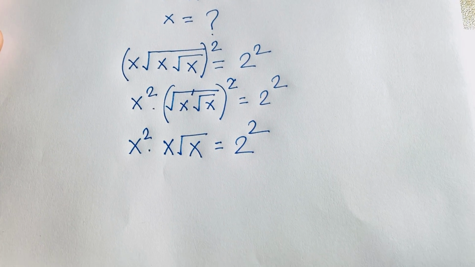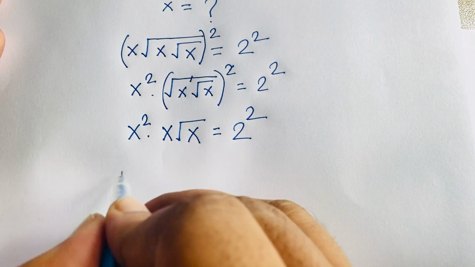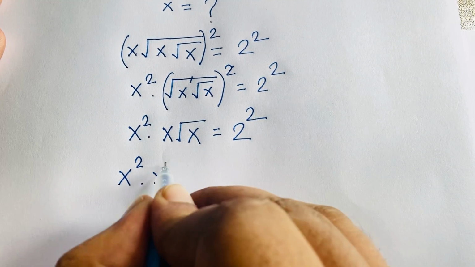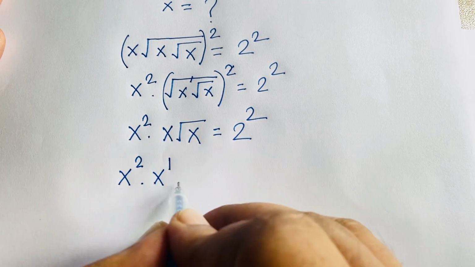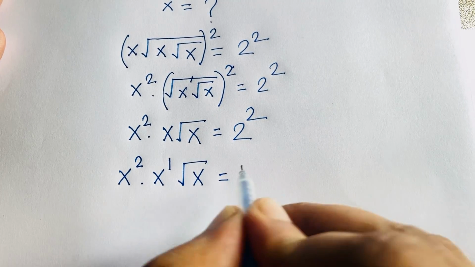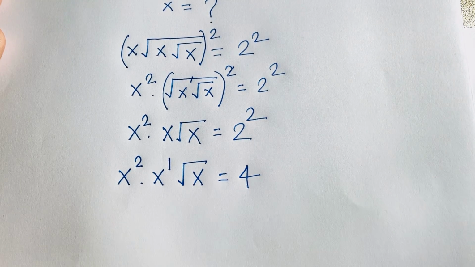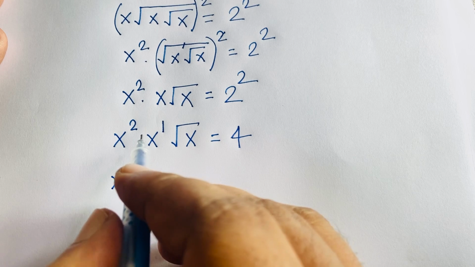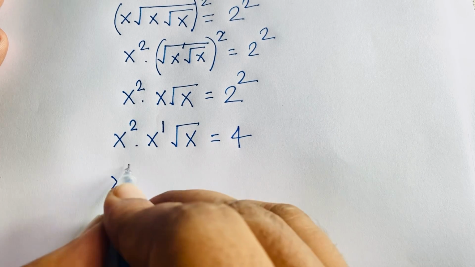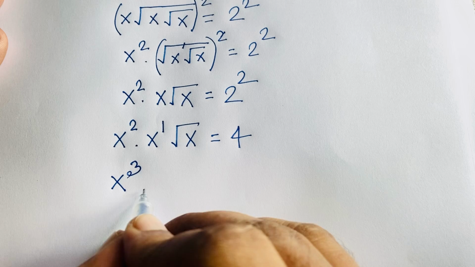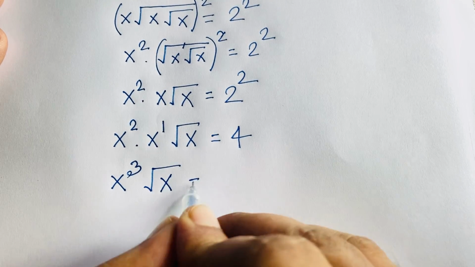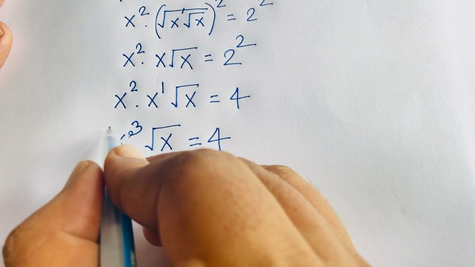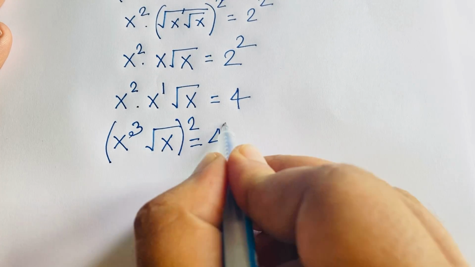Now I can say easily, here is x to the power 2 times x to the power 1, because here the exponent is 1, and the square root of x is equal to 4. According to exponential rules, the base is the same, so if I add the exponents we find 2 plus 1, it will be 3, and the square root of x is equal to 4. Now I square both sides again.